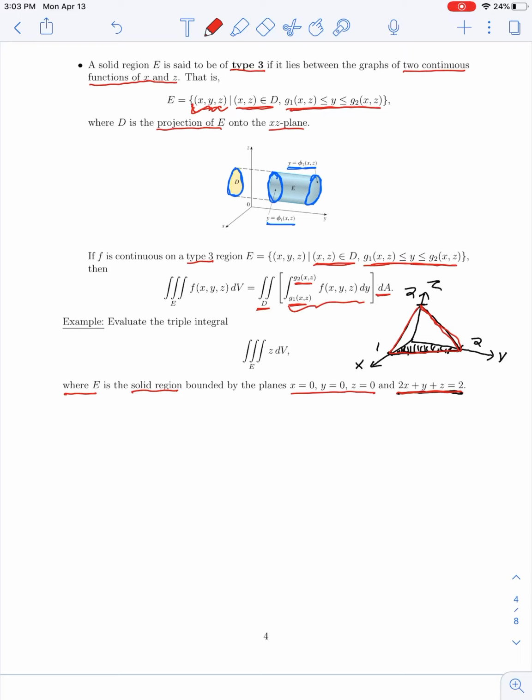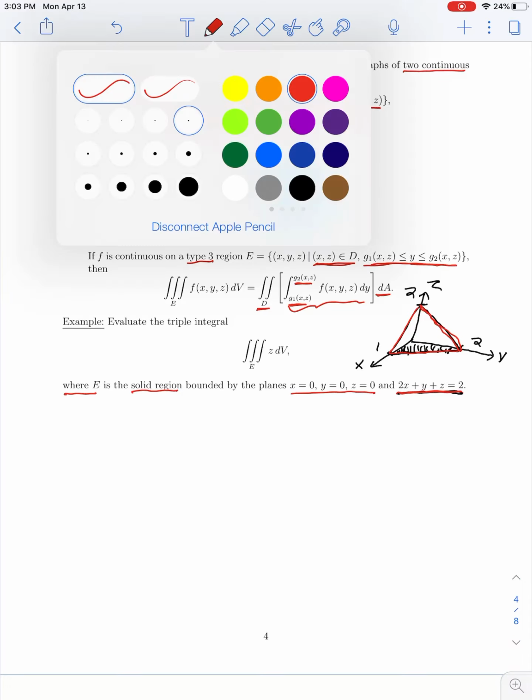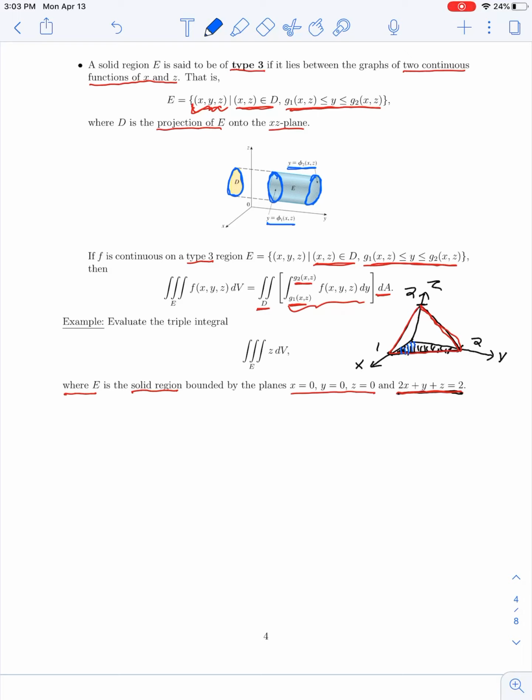So we could describe this region in any number of ways, as a type 1, type 2, or type 3 region. And for regions that can be described as any type, my personal preference is to always describe them as type 1. I usually like to think about these regions as being bounded above and below by surfaces, which would be the graphs of functions of x and y. So that is, we would project our solid region down onto the xy plane. And let's think about what the projection would look like.